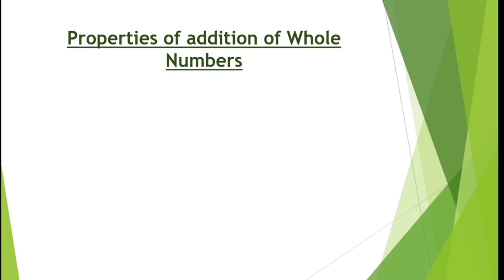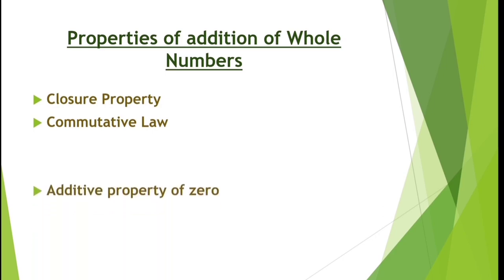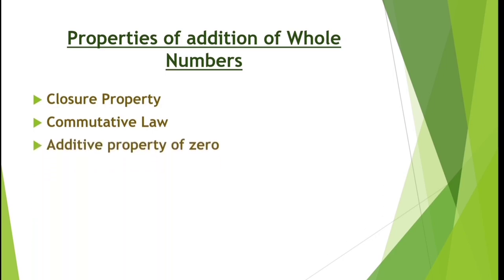Now let's learn about the properties of addition of whole numbers. There are 4 properties of addition of whole numbers. Number 1, closure property. Number 2, commutative law. Number 3, additive property of 0. Number 4, associative law. Now we will learn about these properties in detail.